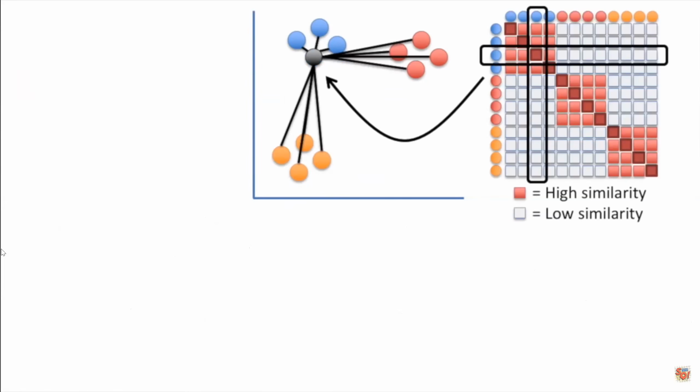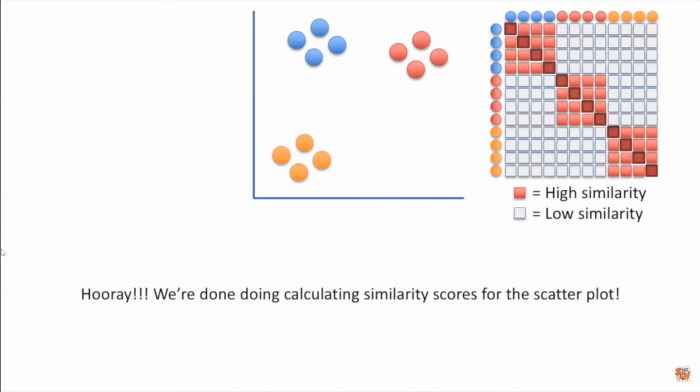Each row and column represents the similarity scores calculated from that point of interest. Red equals high similarity and white equals low similarity. I've drawn the similarity from a point of interest to itself as dark red. However, it doesn't really make sense to say that a point is similar to itself because that doesn't help the clustering. So t-SNE actually defines that similarity as 0. Hooray! We're done calculating similarity scores for the scatter plot.